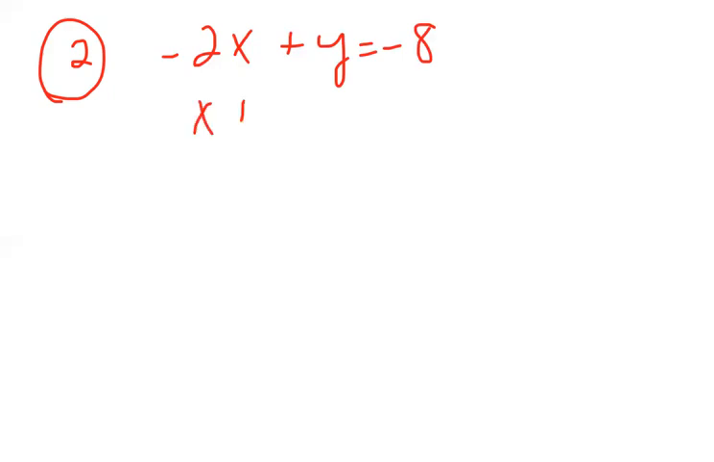Now, here comes the second example, everybody. For this one right here, I want to do something that's a little bit more challenging. So I am going to do this next one right here. Negative 2x plus y is equal to negative 8. And then x plus 3y is equal to 11.